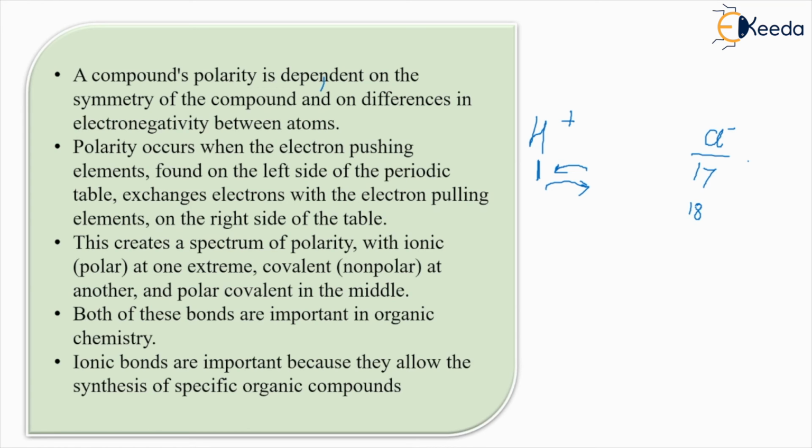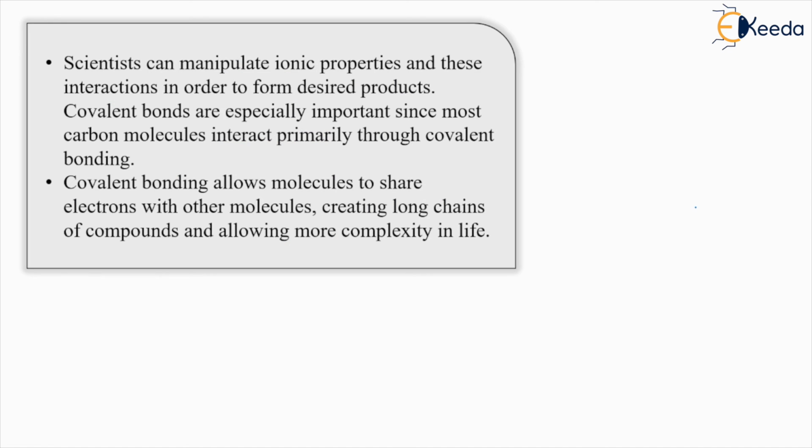Both of these bonds are important in organic chemistry. Ionic bonds are important because they allow the synthesis of specific organic compounds. Scientists can manipulate ionic properties and these interactions in order to form desired products. Covalent bonds are especially important since most carbon molecules interact primarily through covalent bonding. Covalent bonding allows molecules to share electrons with other molecules, creating long chains of compounds and allowing more complexity in life.